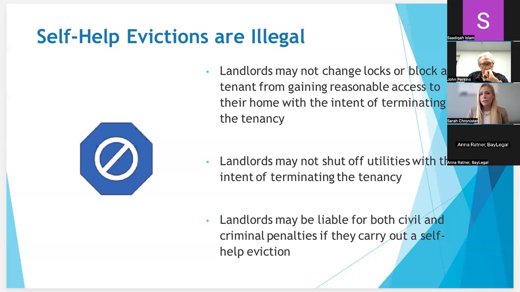If a landlord does do these type of self-help evictions, there are both civil and criminal penalties. So very important for a landlord to go through the formal court process, go to trial, get an eviction judgment, and then only after all of that has happened is there a notice to vacate by the sheriff. So again, still not the landlord coming in and changing the locks. It's a very formal process.